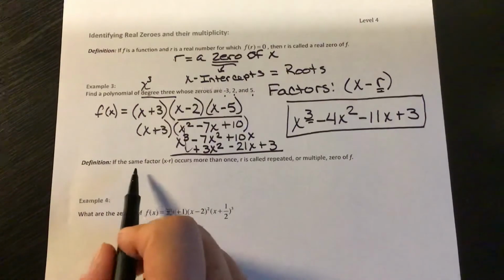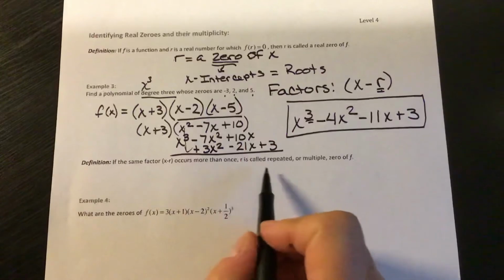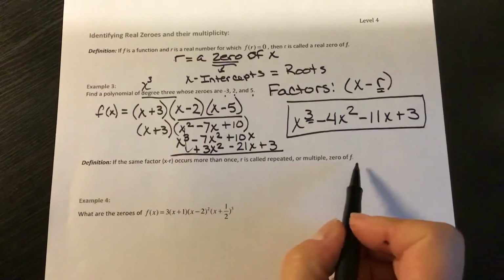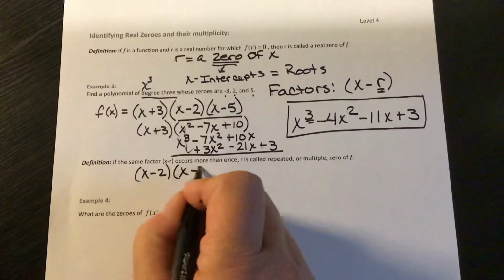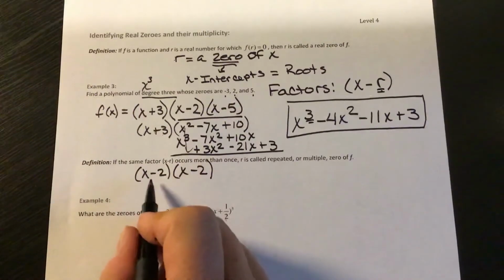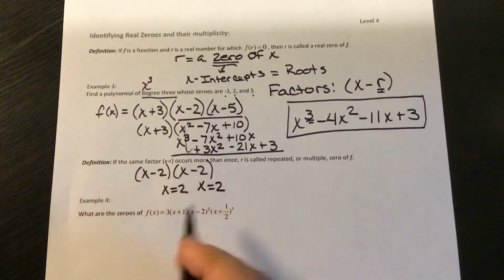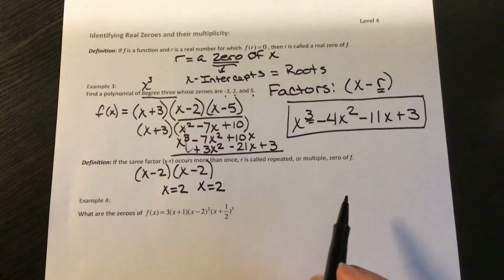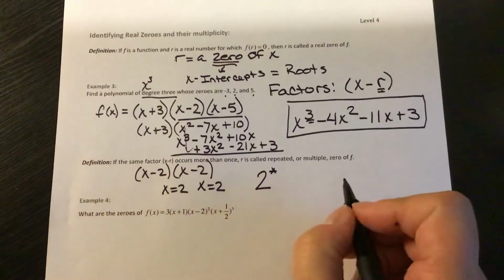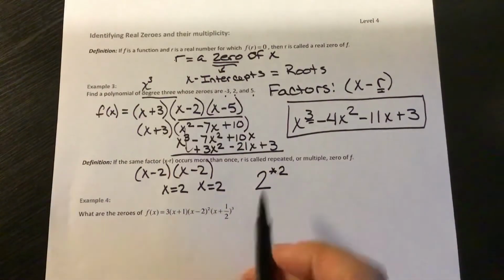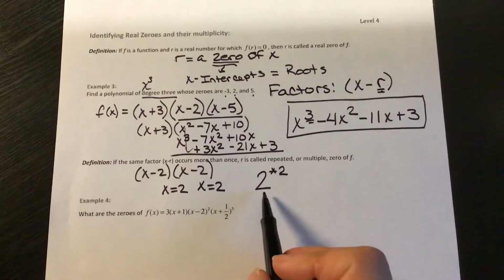So then it says if the same factor, x minus r, occurs more than once, r is called a repeated or a multiple 0 of x. So that's like saying I have x minus 2 and x minus 2. So I'm going to have my 0 be 2 and my 0 here be 2. So instead of writing out each 0, I could say I have a 2 as a 0 and the multiplicity is 2. So that means I have 2 factors with 2 as a root.